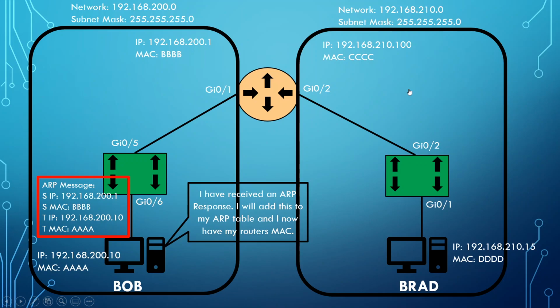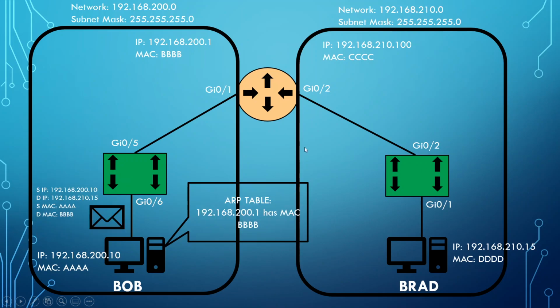Now we have the ARP table, and essentially the ARP table will list every device that Bob knows about. It will list that device's IP address and the MAC address that can be used to reach that device. So in this case, Bob is going to add an entry to his ARP table saying that, okay, device 192.168.200.1, my default router, has the MAC address BBBB. Now, I'm going to send this email to my default router.